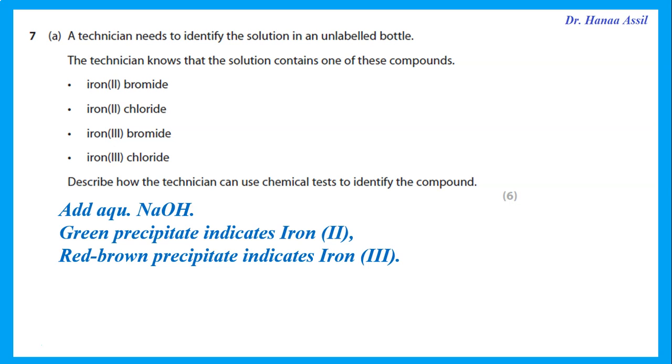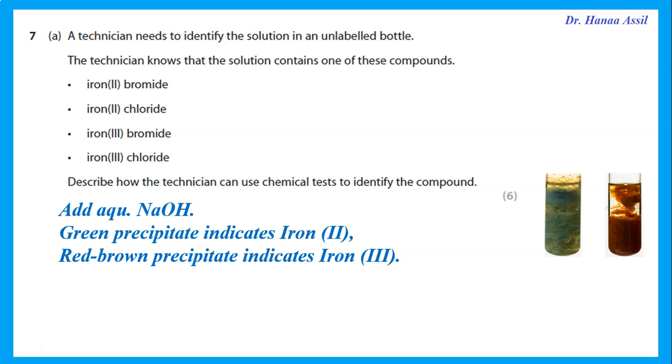So what was the test for iron 2 and iron 3? Remember, to distinguish between iron 2 and iron 3, we say add aqueous sodium hydroxide or add sodium hydroxide solution. The iron 2 should give a green precipitate. Iron 3 should give a red-brown precipitate.